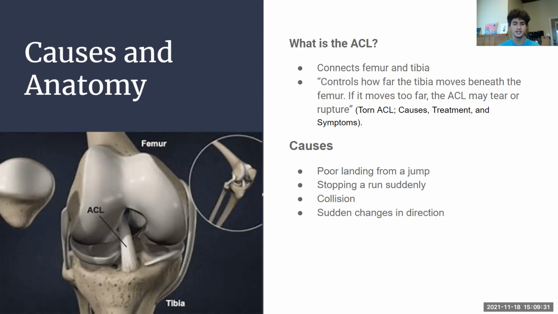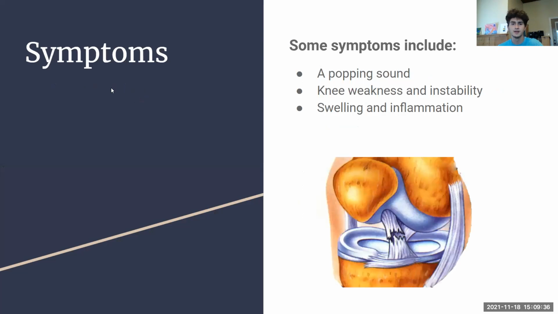Now that we talked about how an ACL tear is caused, let's talk about some symptoms that one may experience. So some symptoms are a popping sound. Now this popping sound comes from the actual ACL itself tearing apart. That's the sound you're going to hear. Another symptom is knee weakness and instability.